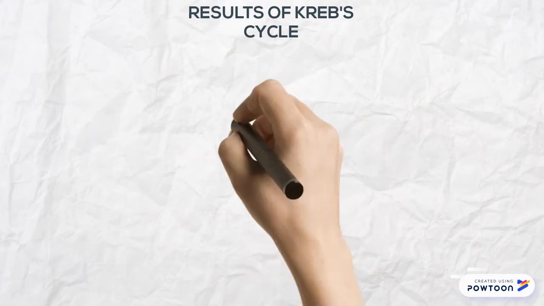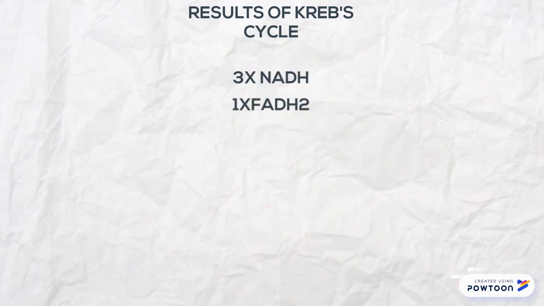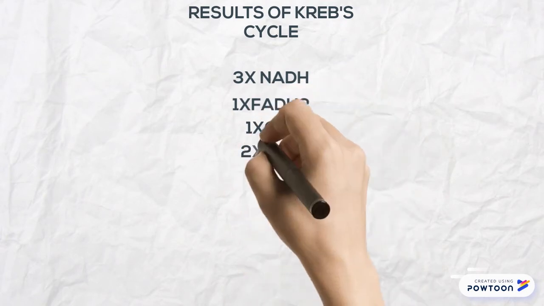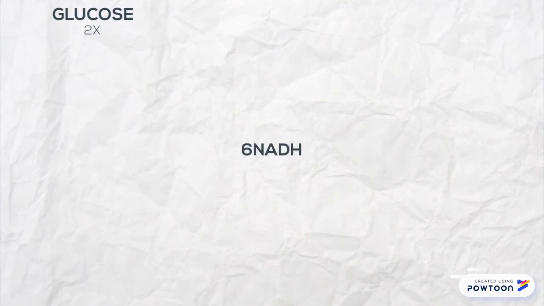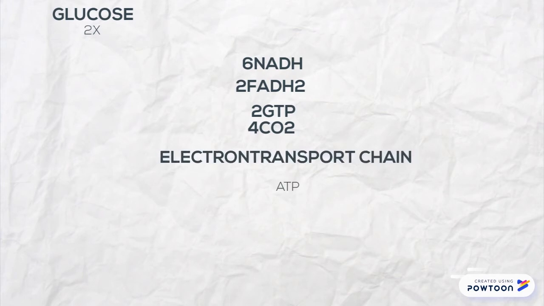Now let's look at the results of the Krebs cycle. Through each cycle of the Krebs cycle, the following products are generated: 3 molecules of NADH, 1 molecule of FADH2, 1 molecule of GTP, and 2 molecules of carbon dioxide. Now, since glucose is split into two pyruvate compounds for each molecule of glucose, this cycle runs twice. Hence, the products formed are 6 NADH, 2 FADH2, 2 GTP, and 4 carbon dioxide. All the NADH and FADH2 are next fed to the electron transport chain for the generation of ATP.